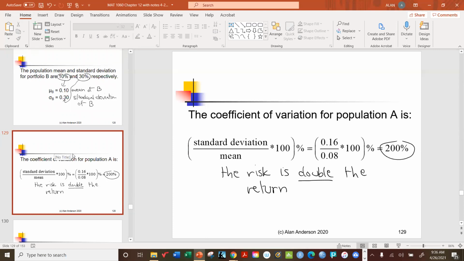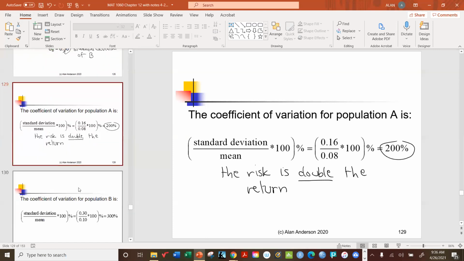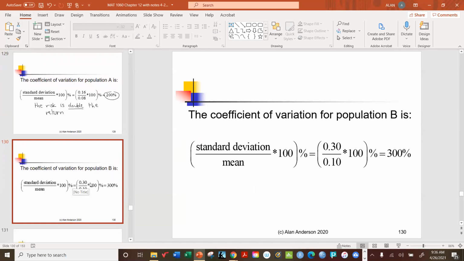Now for the second portfolio of stocks, we plug in the numbers and we get 30 over 10. So therefore we get 300%, which means the risk is triple the return.